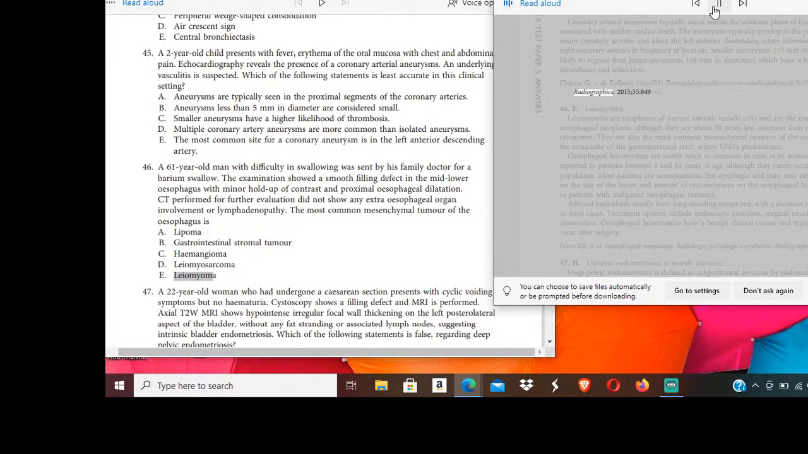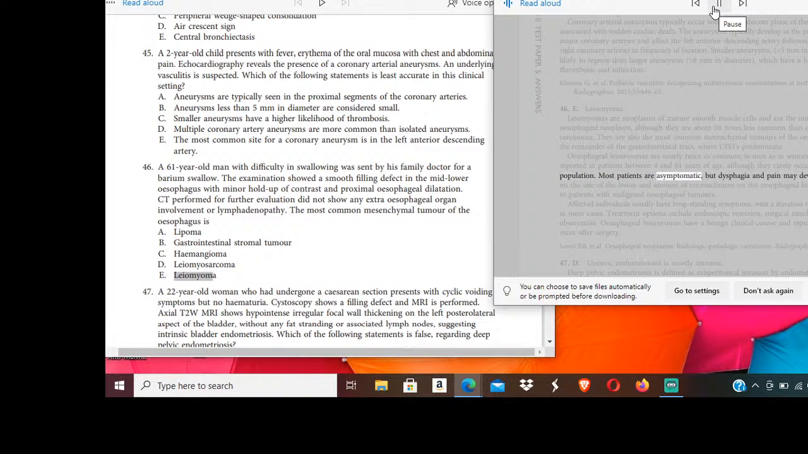Radiographics. 2015, 35:849-65. 46. E. Leiomyoma. Leiomyomas are neoplasms of mature smooth muscle cells and are the most common benign esophageal neoplasm, although they are about 50 times less common than esophageal carcinoma. They are also the most common mesenchymal tumors of the esophagus, unlike in the remainder of the gastrointestinal tract, where GISTs predominate. Esophageal leiomyomas are nearly twice as common in men as in women, and have been reported in patients between 4 and 81 years of age, although they rarely occur in the pediatric population.